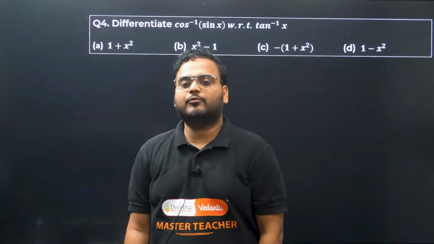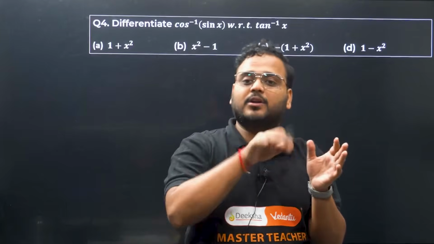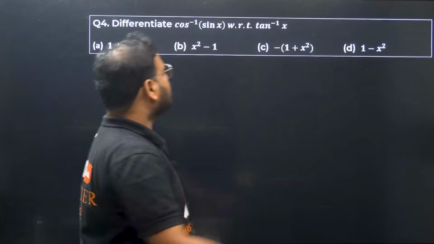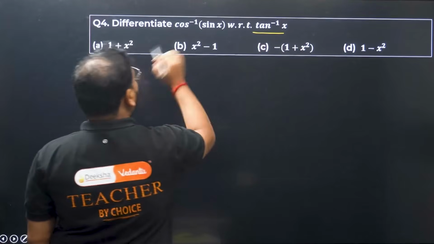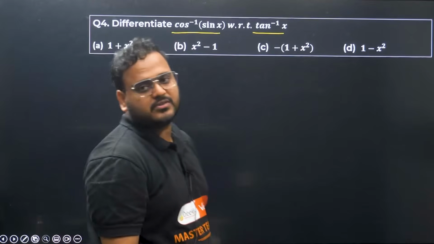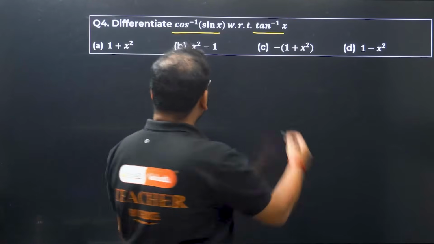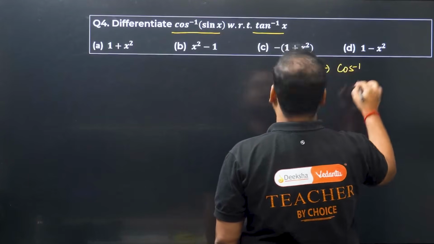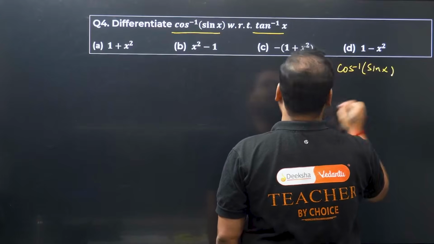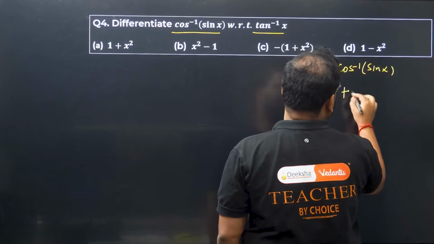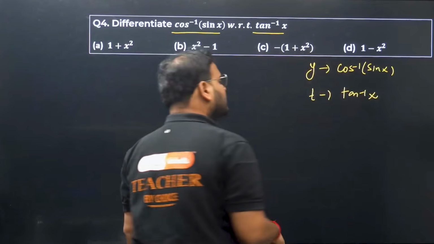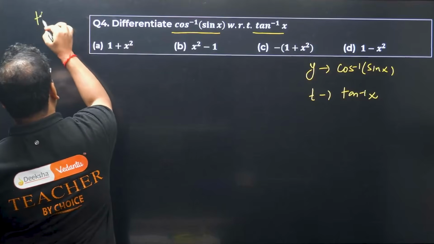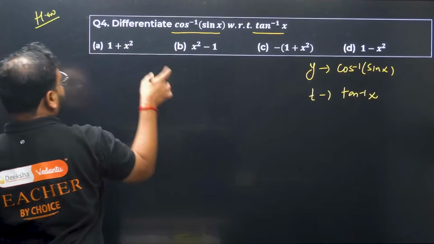Another question where I have to differentiate a function with respect to another function. Basically the second form of parametric form of derivatives. Here, check this out. Tan inverse of x, and here we have cos inverse of sin x. Let's solve this question. I'm going to take y as cos inverse of sin x and t as tan inverse of x. I'm going to show you how to do it, but you have to give me an option for this. It will be homework. Comment and give me the correct option.